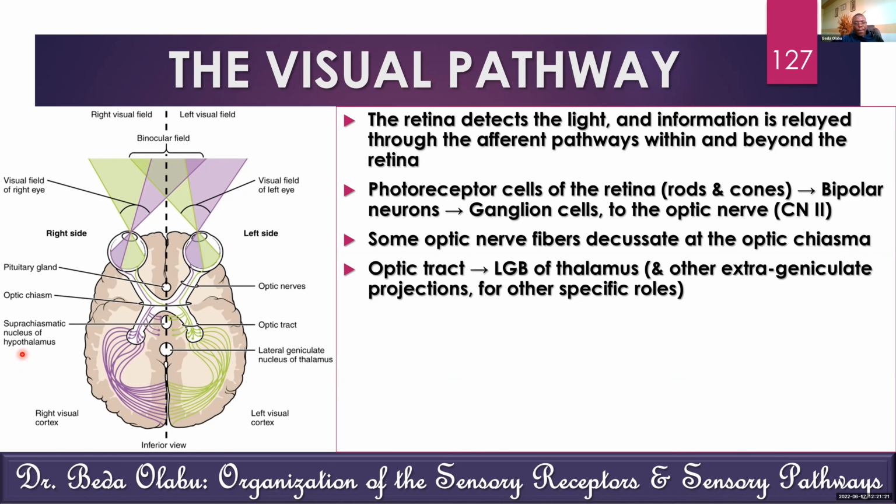The suprachiasmatic nucleus of hypothalamus is therefore connected to the pineal gland, which usually is the one that sets our clock. The third projection from the optic tract goes to, again, another region within the midbrain. We call it the pretectal nucleus. The pretectal nucleus is the one that controls the pupillary light reflexes. When you shine light on one eye, that pupil constricts.